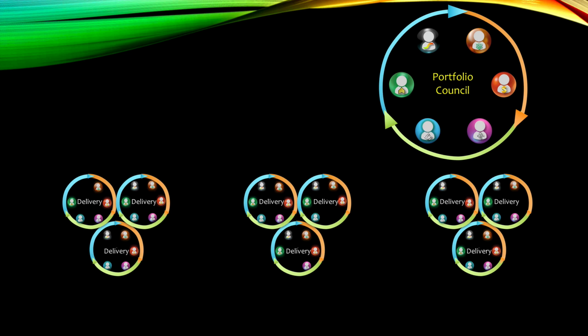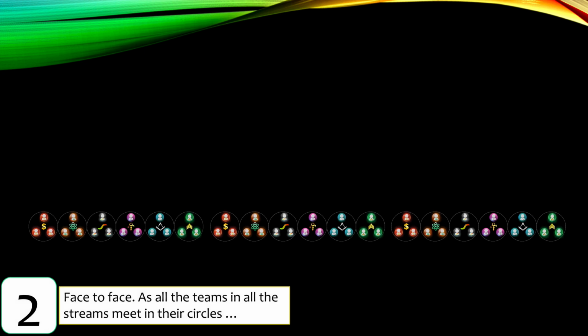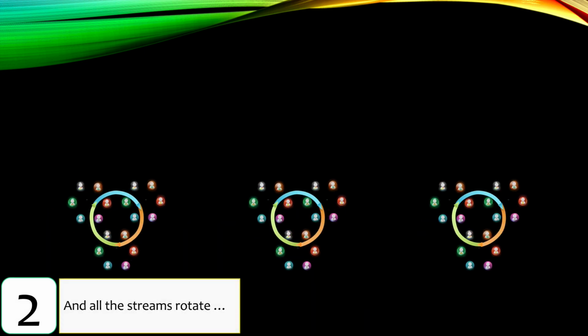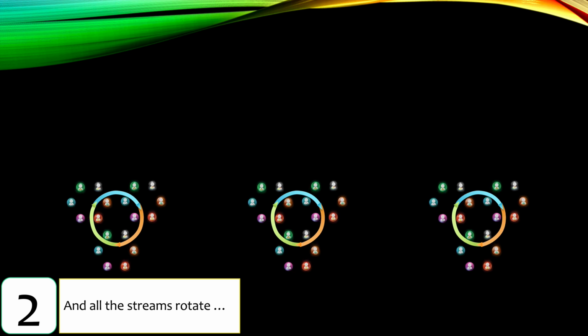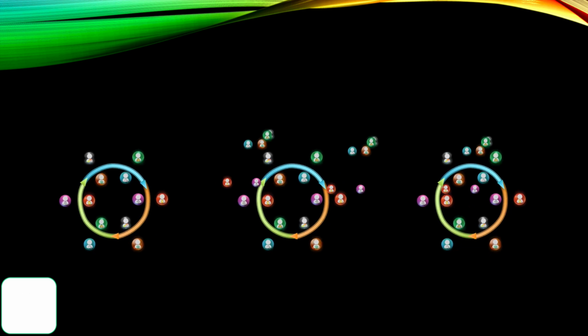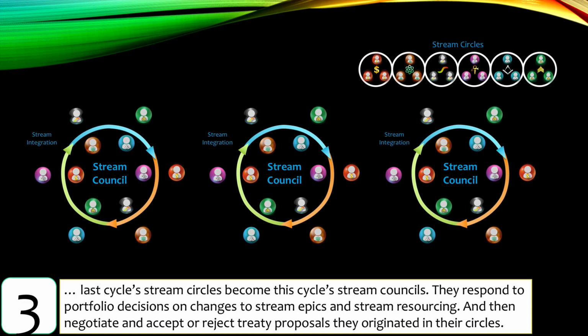Portfolio Council decisions are communicated to streams and then teams face-to-face in real time, as all the teams in all the streams meet in their circles, and all the business streams rotate. Last cycle's stream circles become this cycle's stream councils. They respond to portfolio decisions on changes to stream epics and stream resourcing, and then negotiate and accept or reject treaty proposals that they originated themselves in their circles.